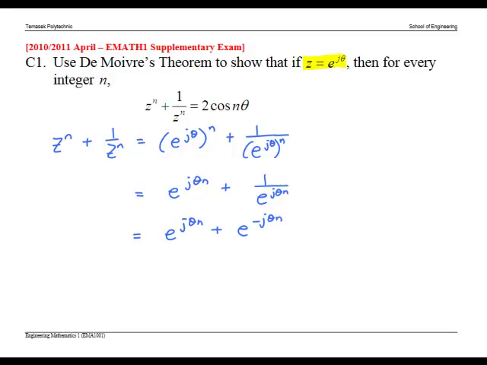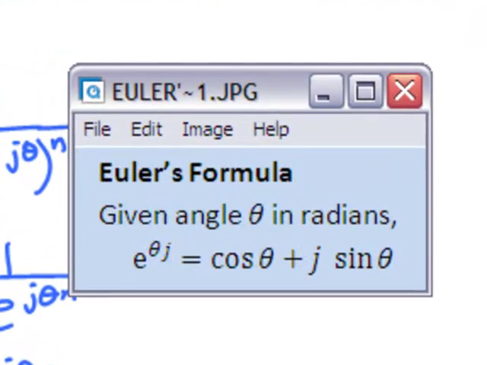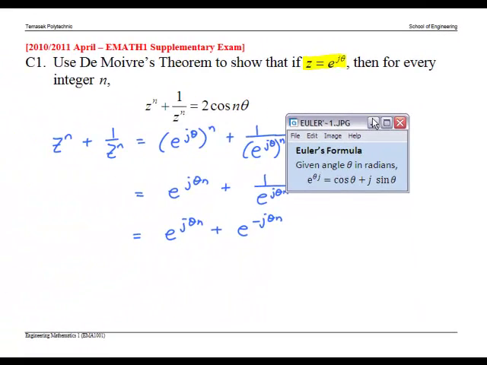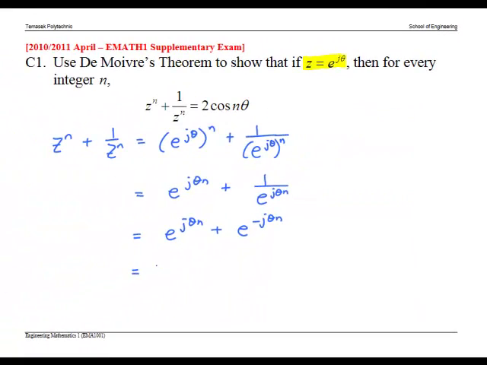next we use Euler's formula. Euler's formula says that the angle theta is taken by cosine and sine and written in the trigonometric form. We have cosine of the angle n theta plus j sine of the angle n theta, and so on.